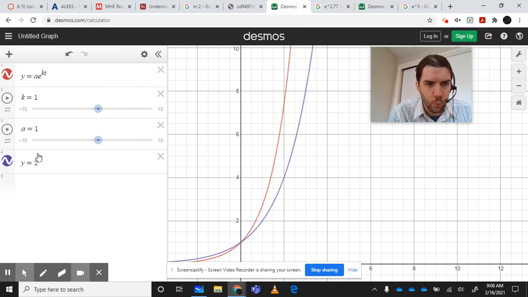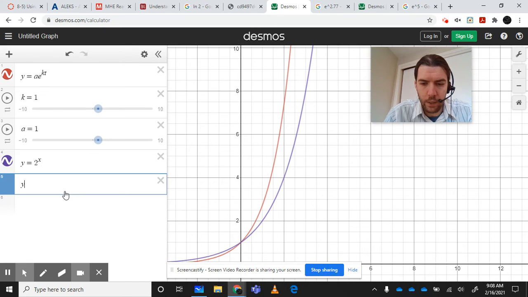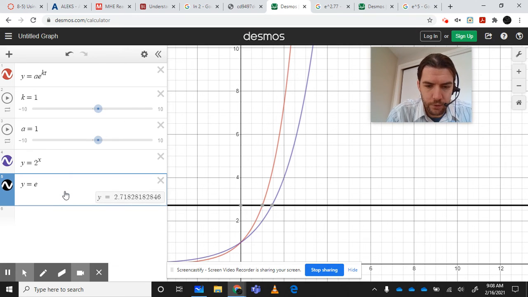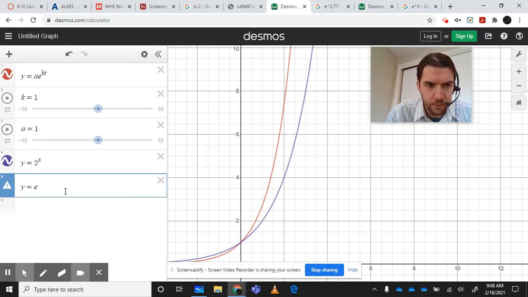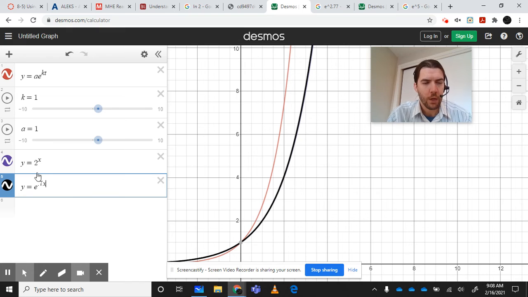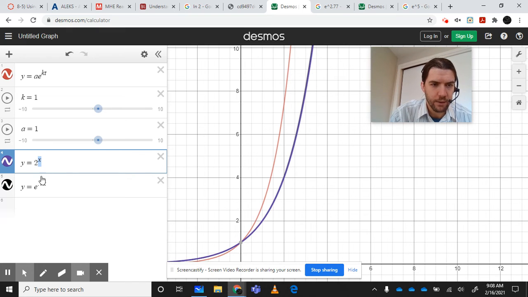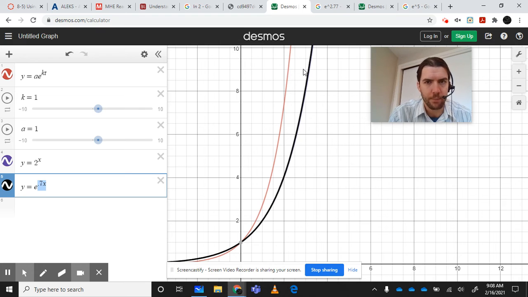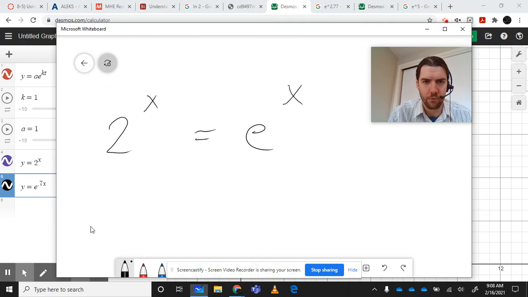So when we have y equals 2 to the x, the blue line, and I say over here, y equals e to the 0.7x, the blue line and my black line overlap. Okay, so as long as the e exponent is 70% as big, you'll get the same line. Now, where did that 0.7 come from? Well, it came from this.